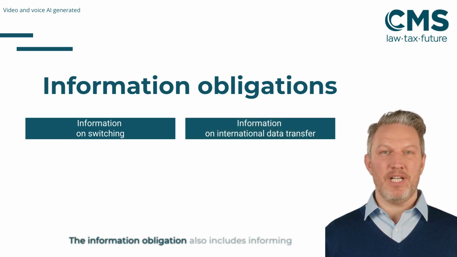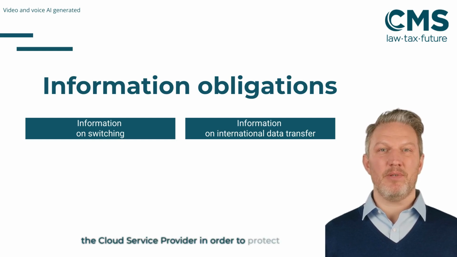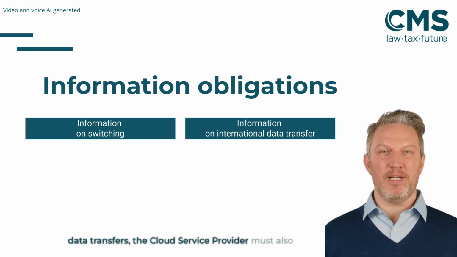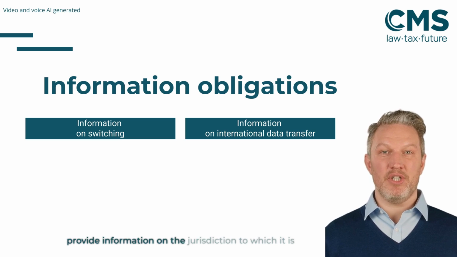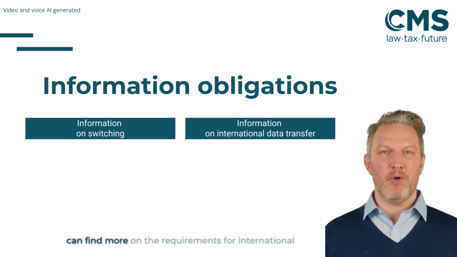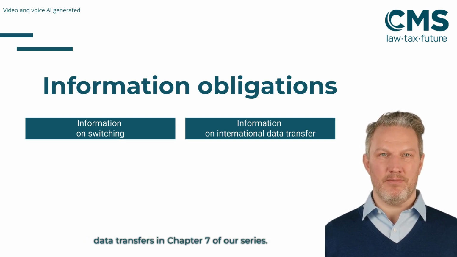The information obligation also includes informing on technical and organizational measures taken by the cloud service provider in order to protect customer data from international and third-country governmental access. In the case of international data transfers, the cloud service provider must also provide information on the jurisdiction to which it is subject, in other words, which law applies, and in which courts the customer can file his claims. You can find more on the requirements for international data transfers in Chapter 7 of our series.